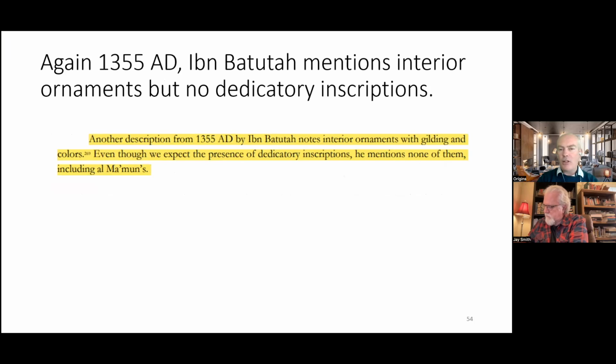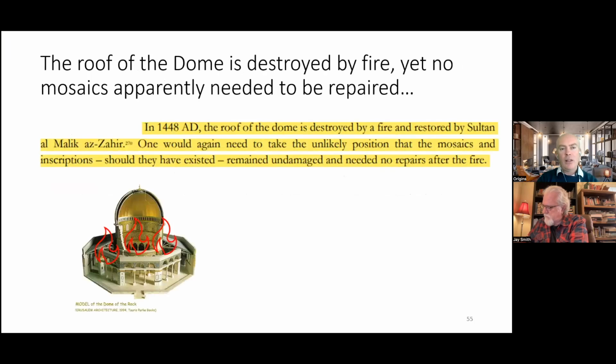We would expect the presence of dedicatory inscriptions. He mentions none of them, including Al-Mamun's. So we're still getting very late. And then the Dome of the Rock is destroyed by fire, and yet no mosaics apparently needed to be repaired. In 1448, the roof of the dome is destroyed by a fire and restored by Sultan Al Malik as Zahir.